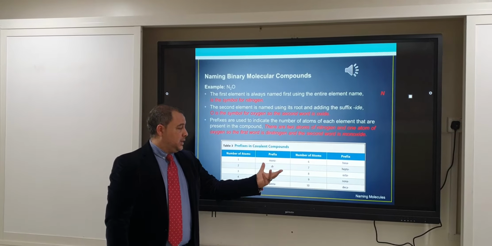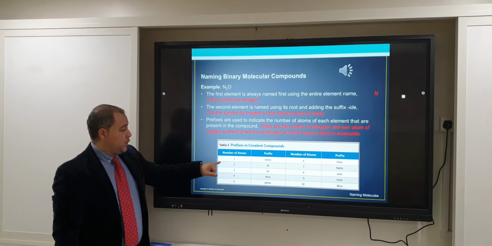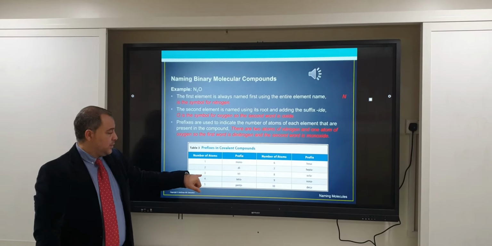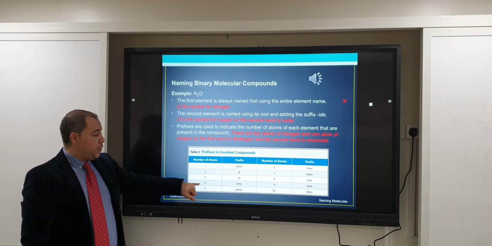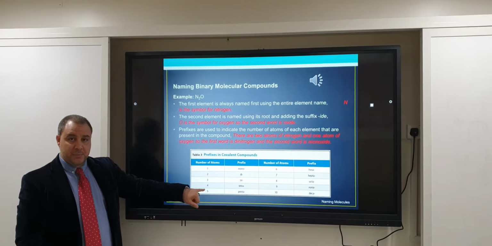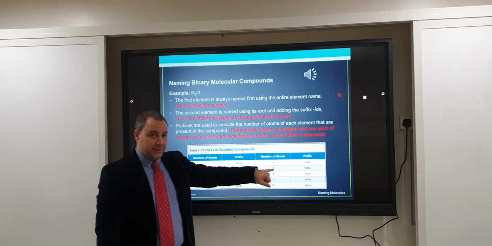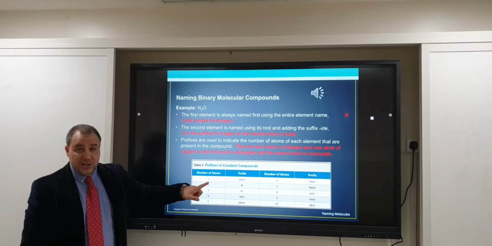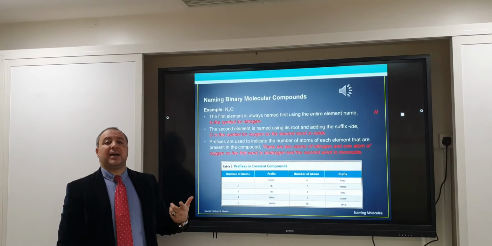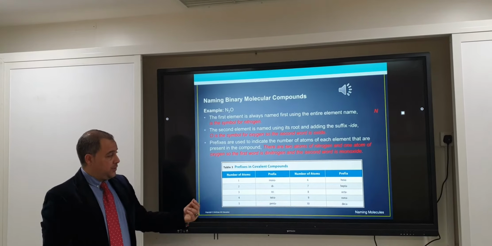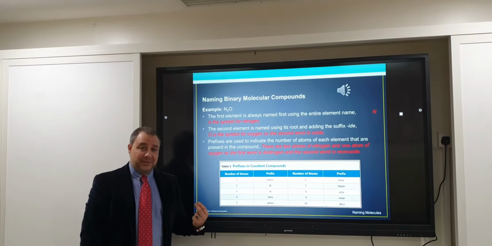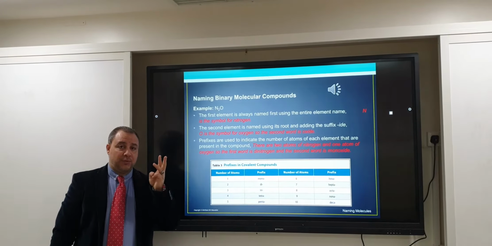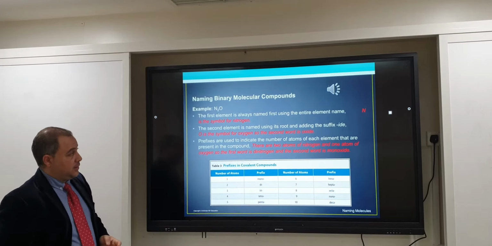What are the prefixes for the number of atoms in a compound? One is called mono. Two, di. Three, tri. Four, tetra. Five, penta. Six, hexa. Seven, hepta. Eight, octa. Nine, nona. Ten, deca. So these are the prefixes that we must add to the chemical compound when it consists of 1, 2, or 3 up to 10 atoms.